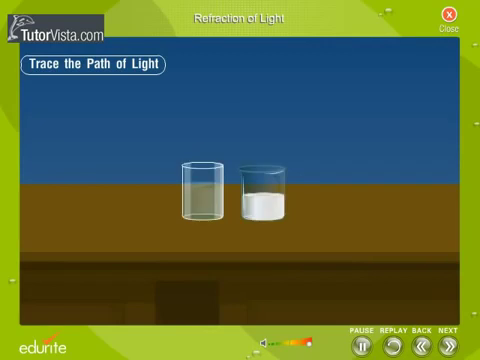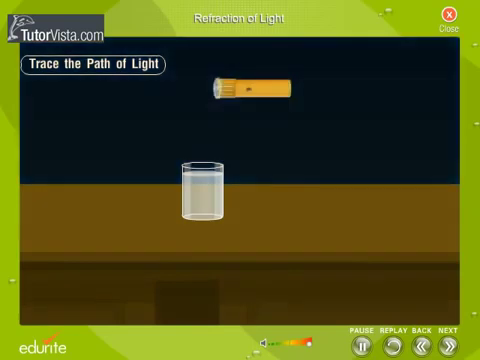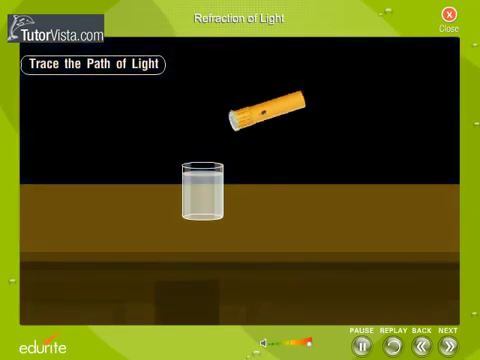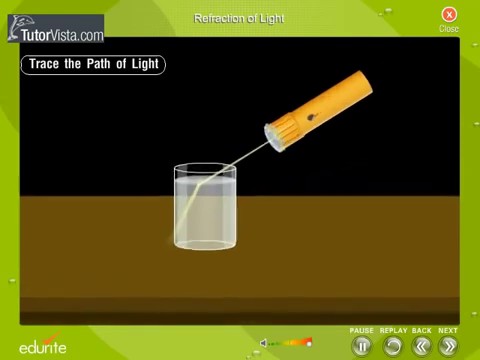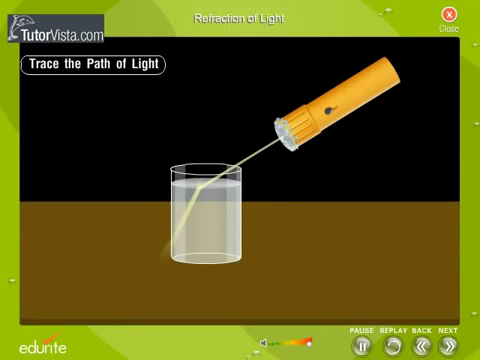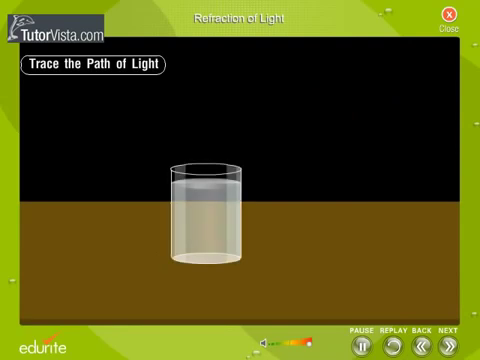To give a cloudy effect for the glass of water, add a little milk to water. Darken the room. Shine the ray of light from the torch to the bottom of the glass. Observe the path of the ray of light. The path is crooked. This shows that a ray of light changes its direction of propagation as it travels from air to water. Similarly, a pencil which is partially dipped in water appears bent or broken to the observer.